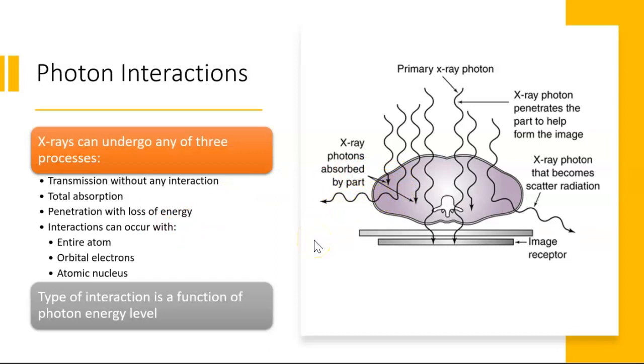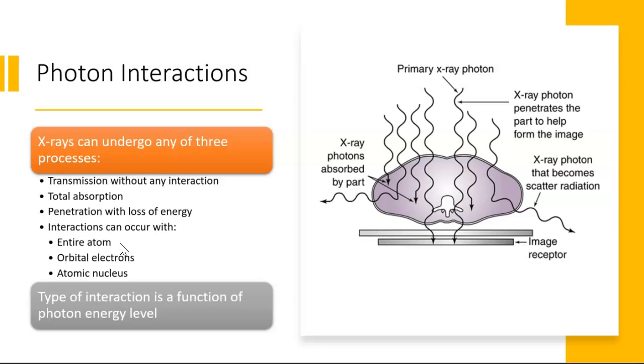So interactions can occur with the entire atom, with the orbital electrons, or with the nucleus. When we talk about the entire atom, we're going to tell you which interaction interacts with the whole atom. The orbital electrons are what we're going to talk about in the diagnostic range, okay? The entire atom interaction is really low kVp. We see it, but it's not real predominant in diagnostic radiology, whereas the interactions with the orbiting electrons, yes, that is us.